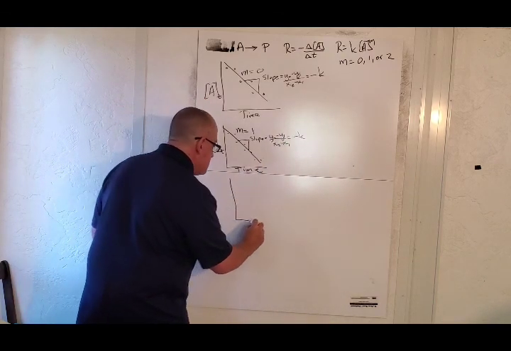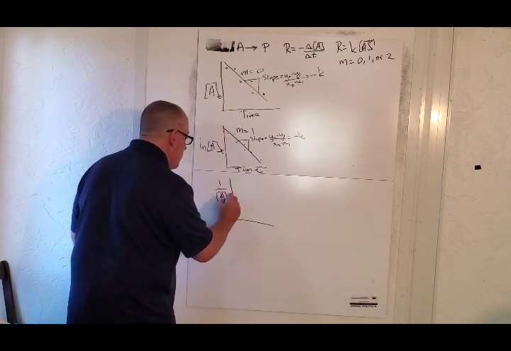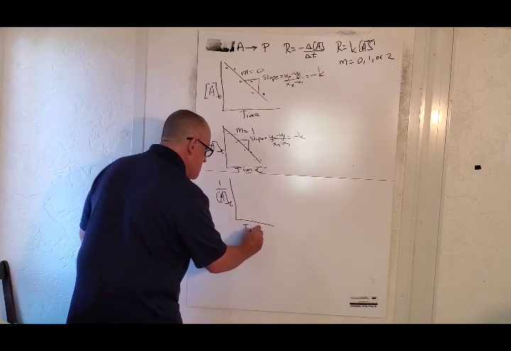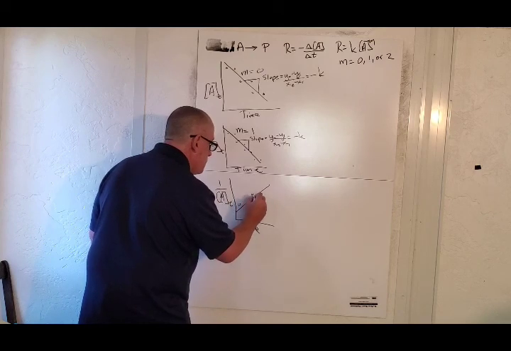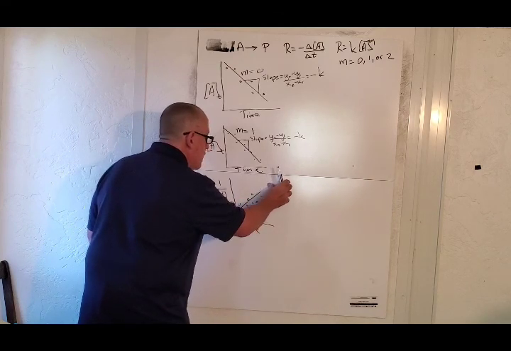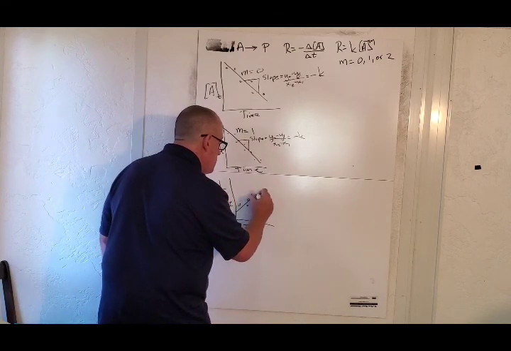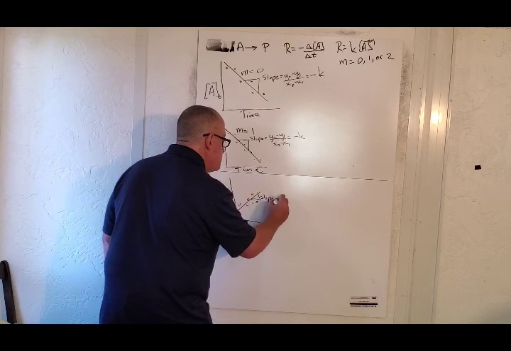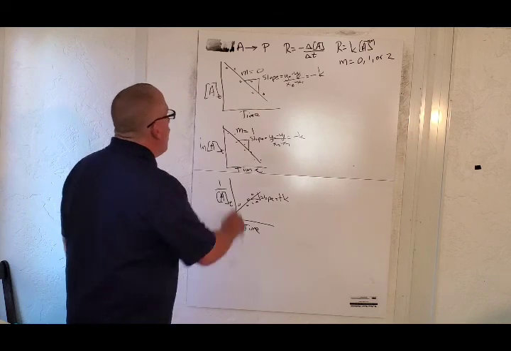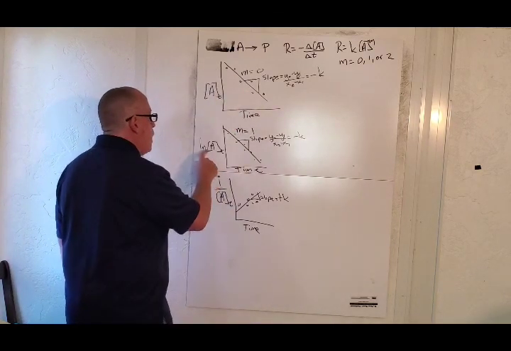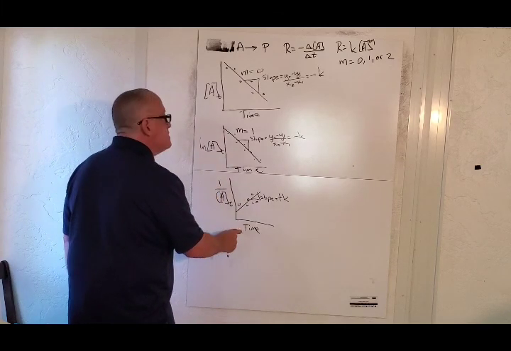If it was second order, a plot of 1 over A versus time will make a graph looking like that, going up, where the slope is equal to positive K. Right? Why does this fit a straight line, while natural log of this versus time makes a straight line, and 1 over this makes a straight line?